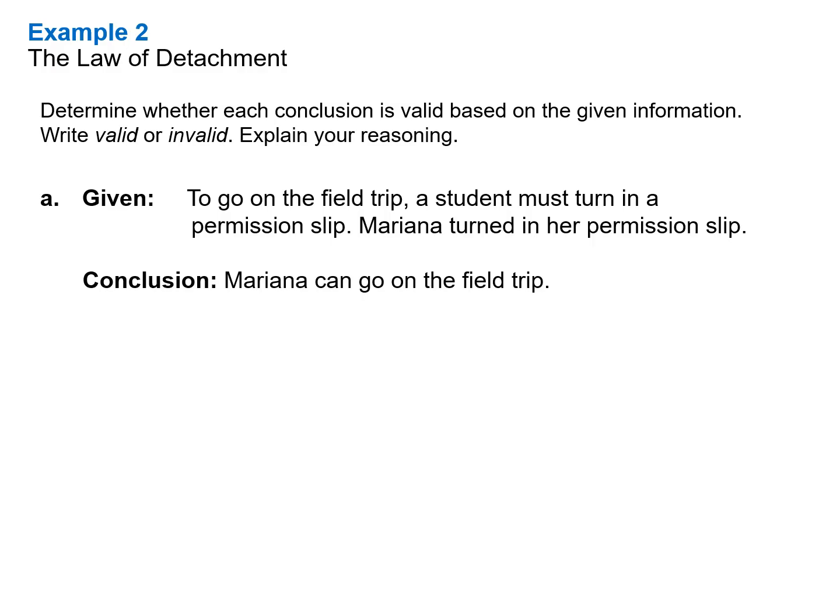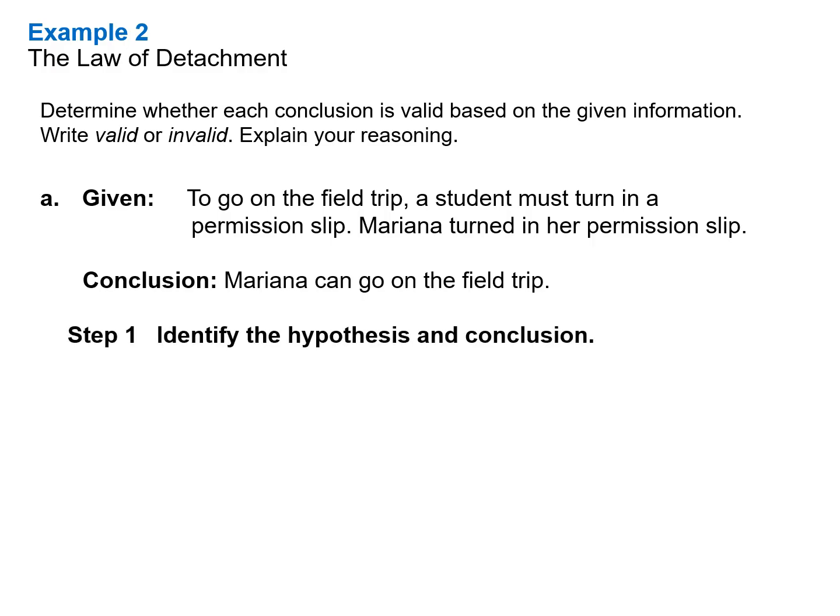Let's look at another example. Determine whether each conclusion is valid based on the given information. Write valid or invalid. Explain your reasoning. To go on a field trip, a student must turn in a permission slip. Mariana turned in her permission slip, so the conclusion would be Mariana can go on the field trip.